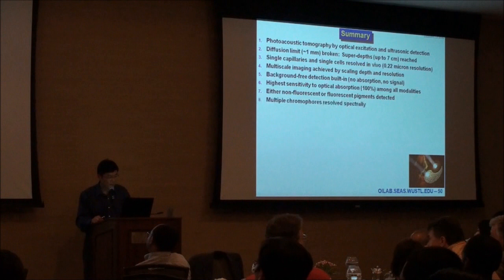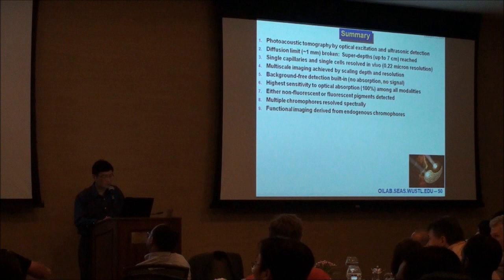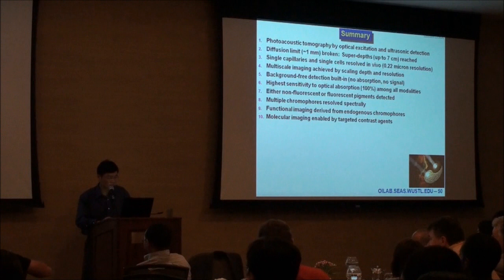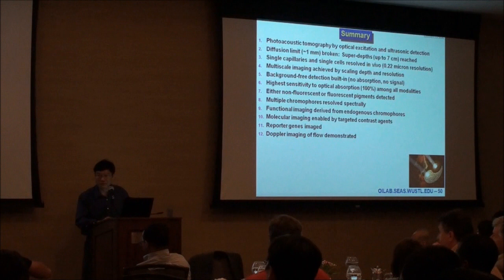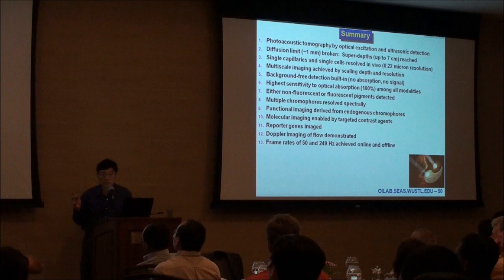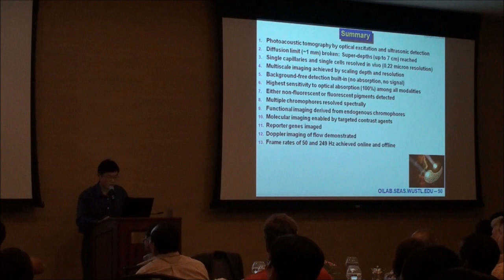Multiple chromophores can be resolved spectrally. Functional imaging comes from endogenous contrast. Molecular imaging comes from targeted contrast. Reporter genes can be imaged, and Doppler imaging of blood flow has been demonstrated. Frame rates can be very high, listing two representative numbers. In fact, in the lab, we even achieve much higher frame rates.